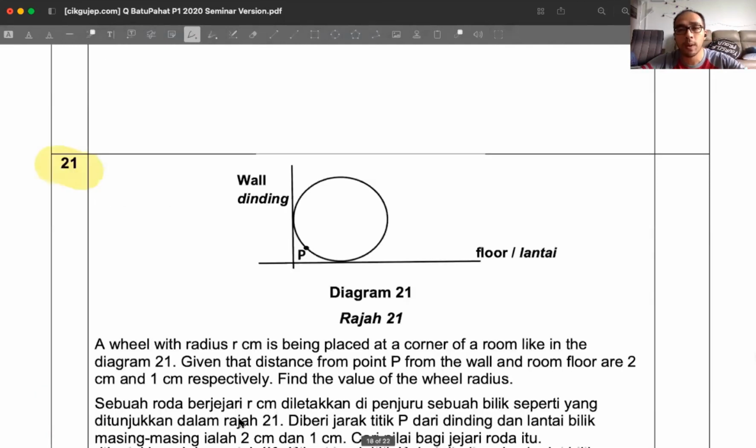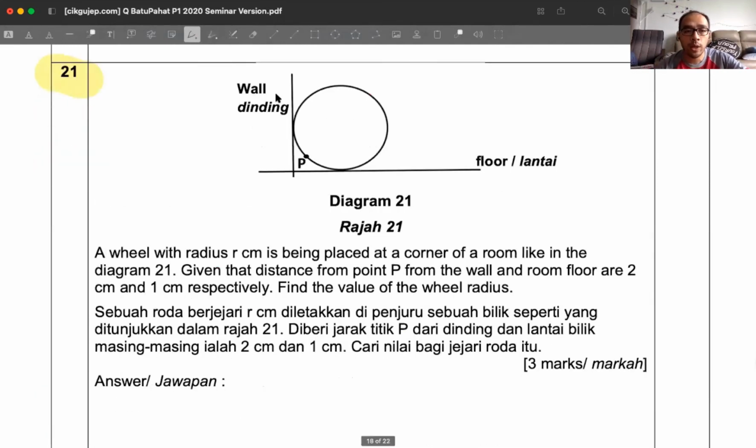Okay, sorry, one more hot question. Now, a wheel with a radius of R cm is being placed in the corner of a room like in diagram 21. So I'm going to draw the center over here. I know that this is R. Given that the distance from point P to the wall and the floor is 2 and 1, the coordinate of P is 1 and 2. Find the value of the wheel radius R.